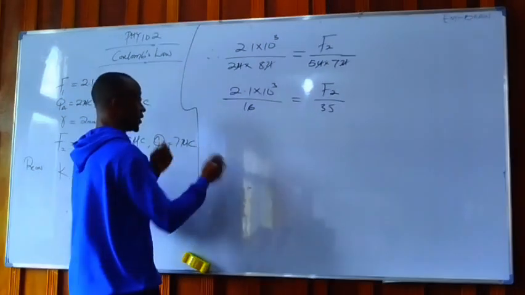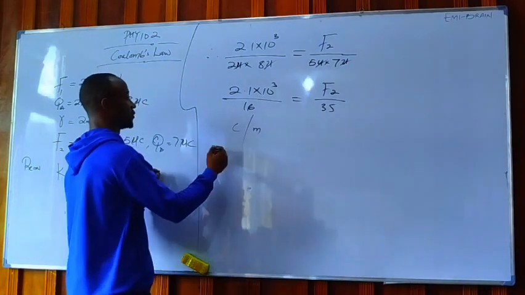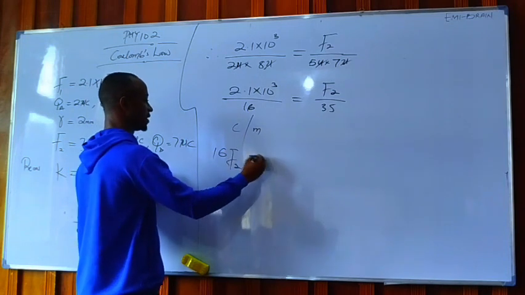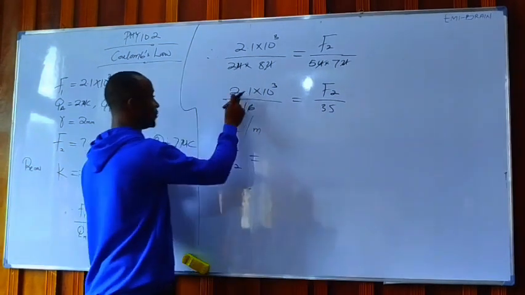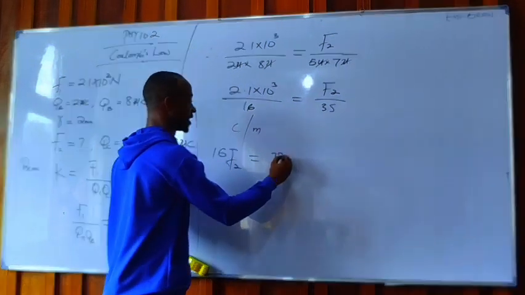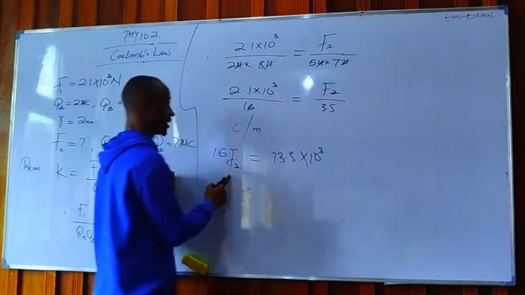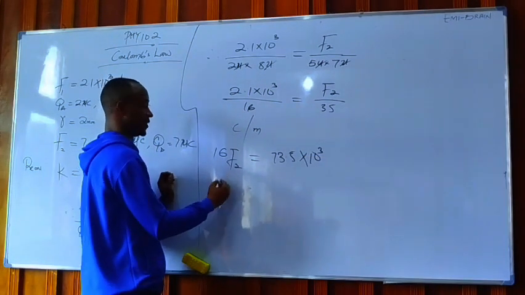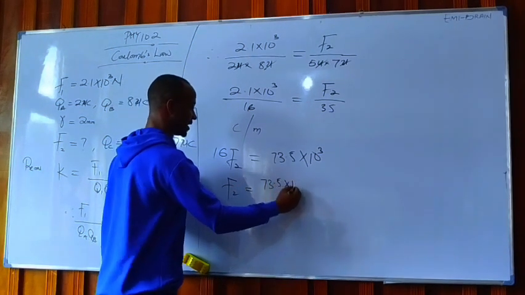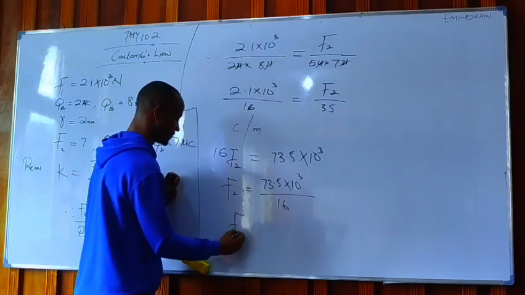So how do we get our F2? We cross multiply. That will give us F2 times 16 equals 35 times 2.1, which is 73.5 times 10 power 3. So how do we get our F2? Divide both sides by 16. So my F2 becomes 73.5 times 10 power 3 divided by 16.